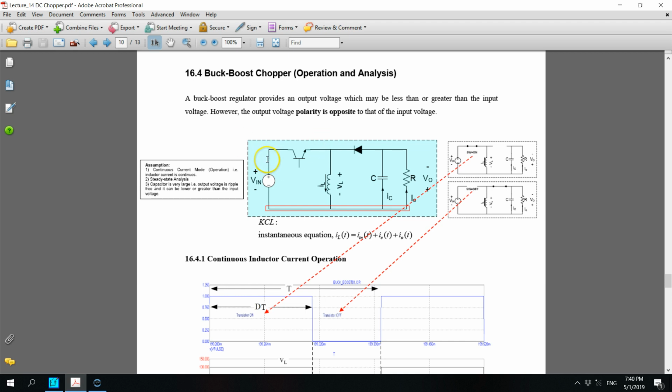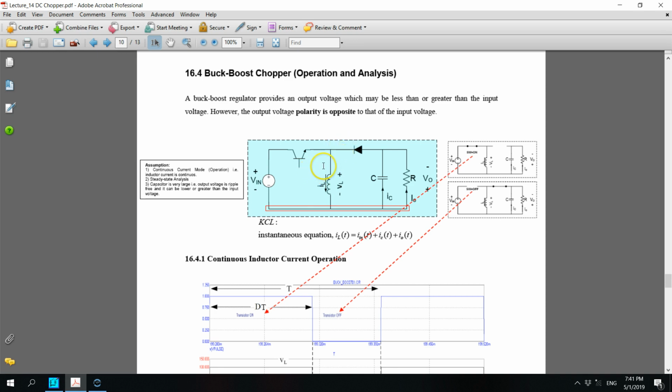Before we proceed to the circuit operation, a few points that we need to look into. For this buck boost chopper, the output voltage now is negative, or in the opposite polarity to what we considered before. It will be positive and negative across this resistor. Instead of the previous buck or boost converter, where we have plus and minus, for the buck boost chopper it is the opposite polarity.